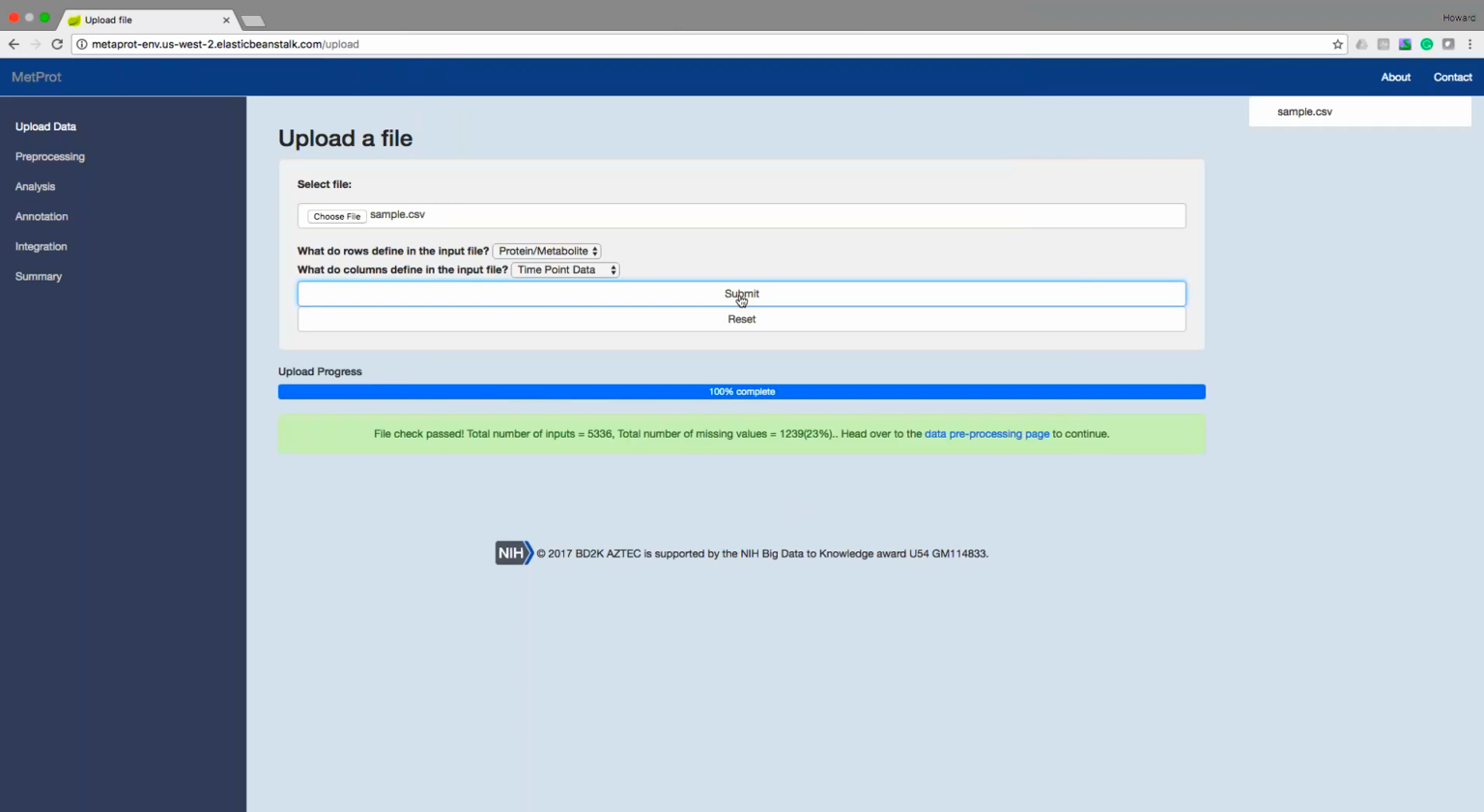And it will do a quick integrity check, so it will tell you the number of inputs as well as the number of missing values. And you'll be able to see your input data on the right side. It's accessible anytime.